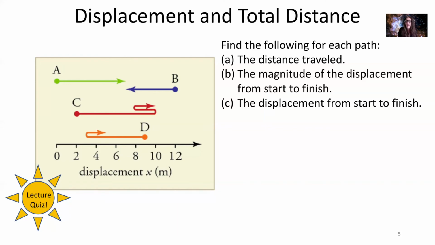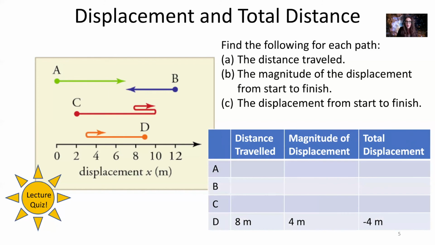And so what's the magnitude of this displacement from start to finish? For the magnitude, it's just the size of that displacement. So I don't include that minus sign there. So for part D, my total distance traveled was 8 meters. The magnitude of my displacement, the size, was 4 meters. And my total displacement, which has to take into account the direction, is minus 4 meters. And so I'm going to ask you to calculate all 3 of these quantities for paths A, B, and C.